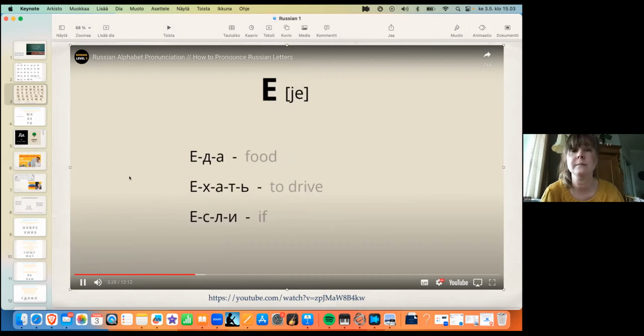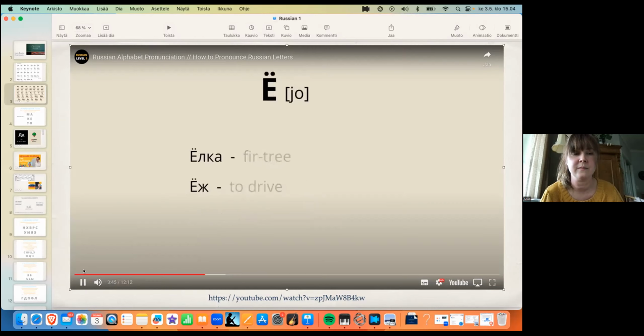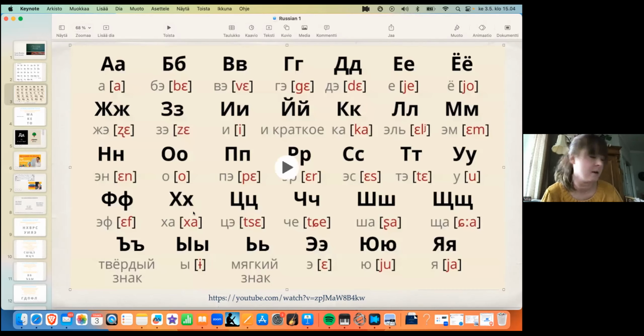Е. Е. Еда. Еда. Е-де-а. Ехать. Ехать. Е-ха-а-те. Мягкий знак. Если. Если. Е-с-л-и.